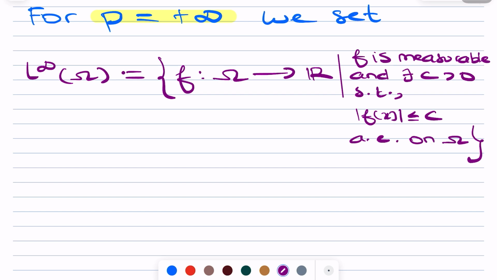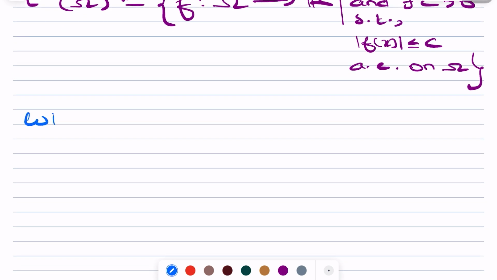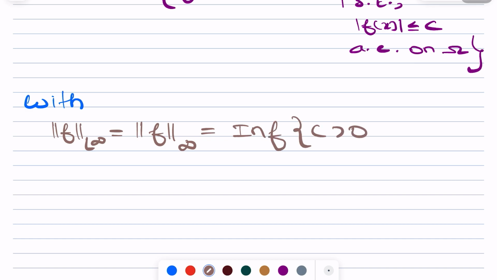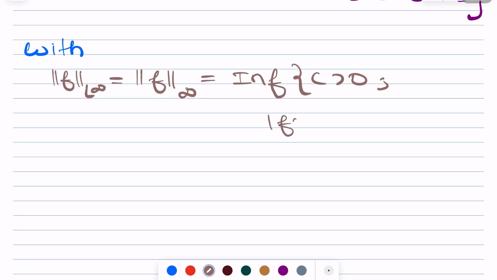Good. So the corresponding norm associated to L infinity is defined to be the norm of f in L infinity. So you often write norm of f infinity. This is the smallest positive constant c for which the absolute value of f of x is less or equal than c almost everywhere on omega.